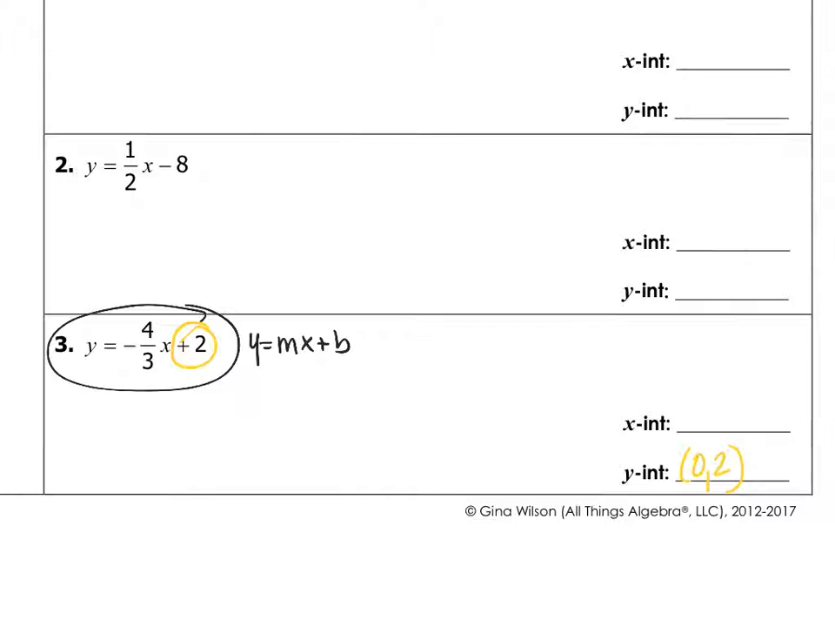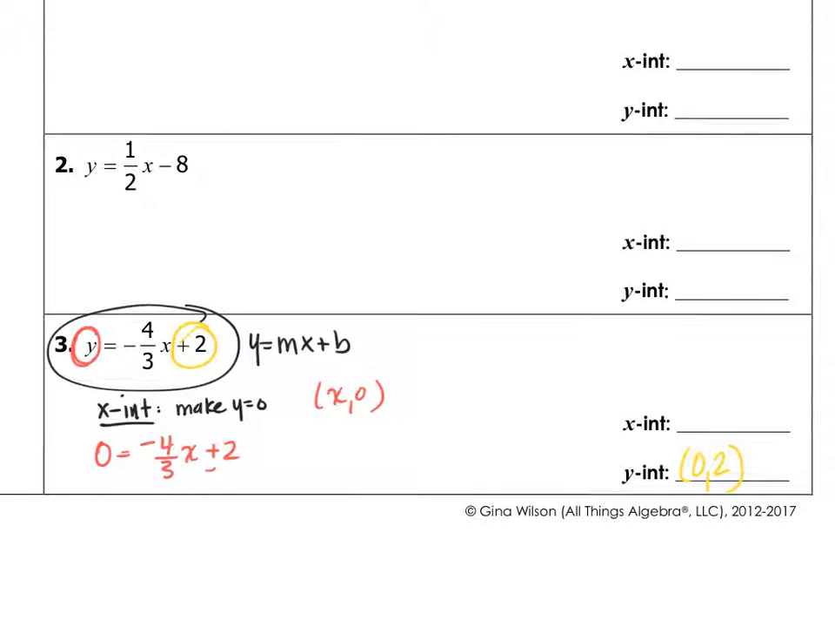Now we're going to find our x-intercept, and we're going to find our x-intercept by making y equals 0 and solving for x. So 0 equals negative 4/3 x plus 2, make y equal to 0. That will help us build the ordered pair x comma 0. And now let's solve for x.